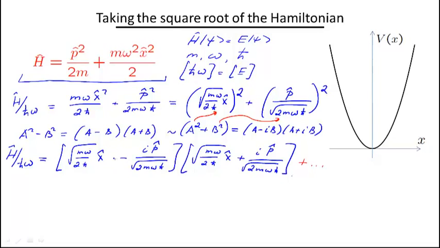These are operators, and for the operators, in particular for operators x and p, it actually matters in which order they appear in an equation. So x times p is not equal to p times x. So in other words, these operators do not commute.